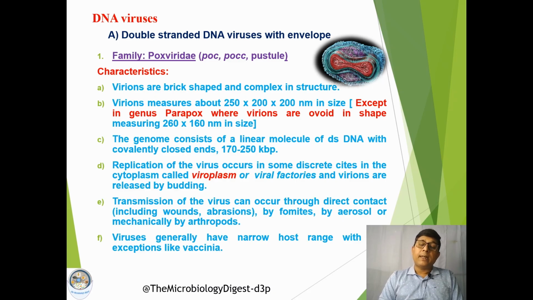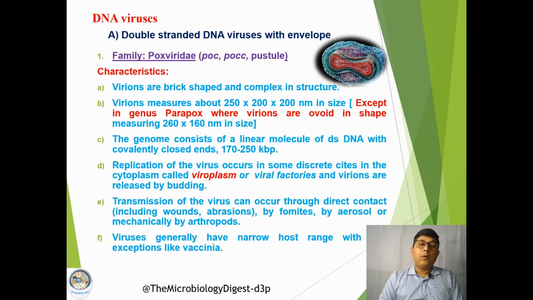The replication of this virus occurs in the cytoplasm, at some discrete sites, which are termed viroplasm. These viruses have a narrow host range. They are host specific, and they can transfer from one host to another mostly by direct contact. This is the most common method. Through fomites also they can transmit.